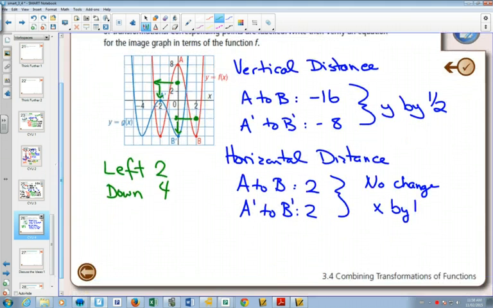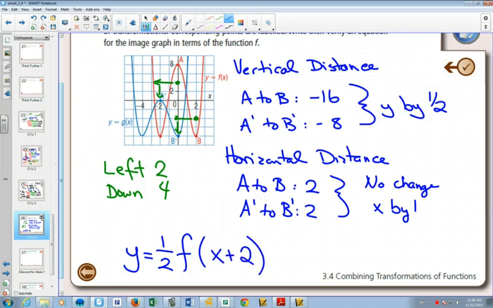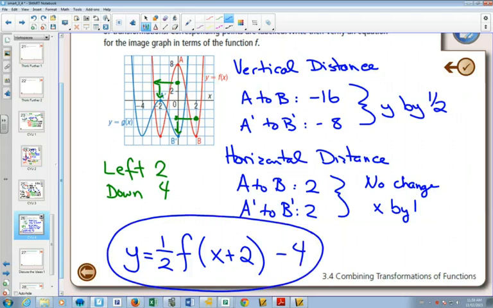So now we can say, I know that my compressions are a half and the x doesn't change. Then I need to go left 2 and down 4. How do I write that as a final graph in terms of f? Well, the half would be out in front of our function. We have no change for horizontal compression, but we do need to move it left 2. That will show up as an x plus 2 inside the function. And the down 4 will show up at the end as a -4.